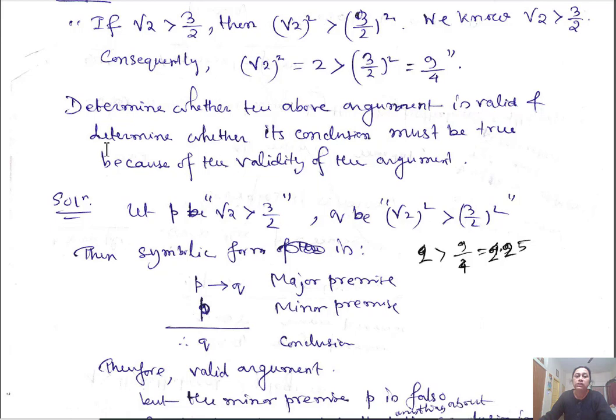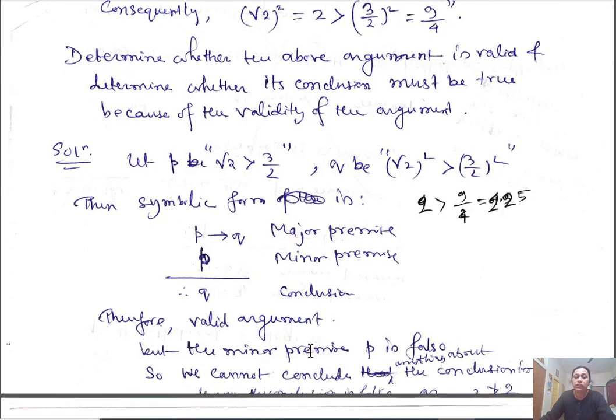Now you are asked to determine whether its conclusion must be true because of the validity of the argument. The argument is valid, but the conclusion is not true because P is not true. Root 2 is 1.414 and so on, and 3 by 2 is 1.5. So since the minor premise P is false, although the argument is valid, the conclusion is actually false.